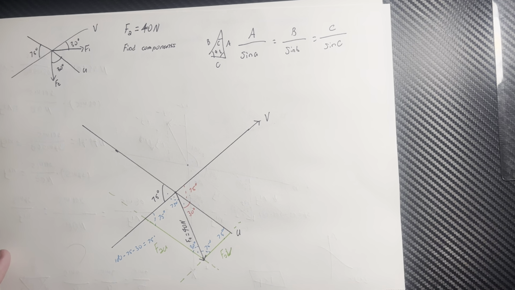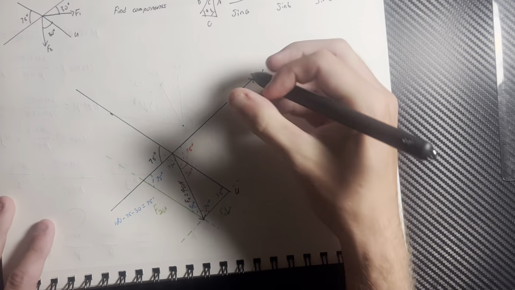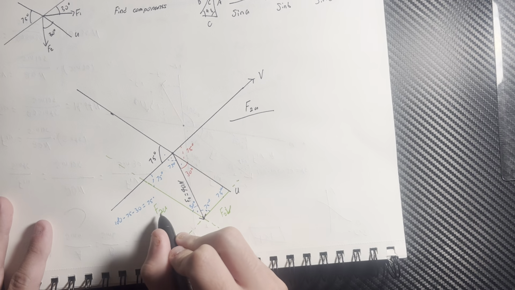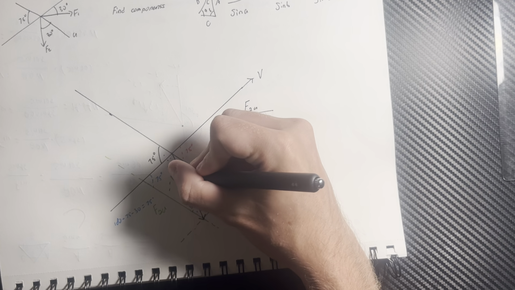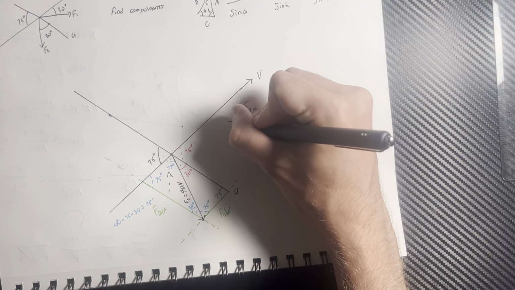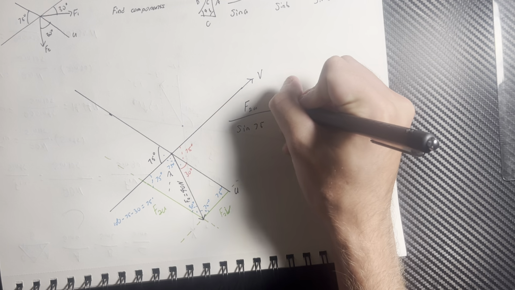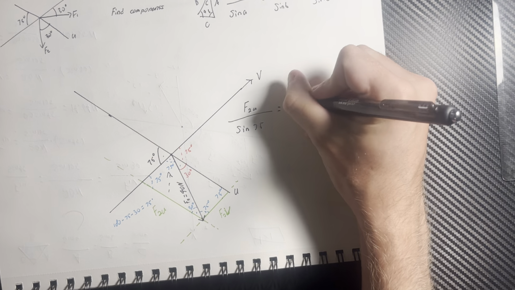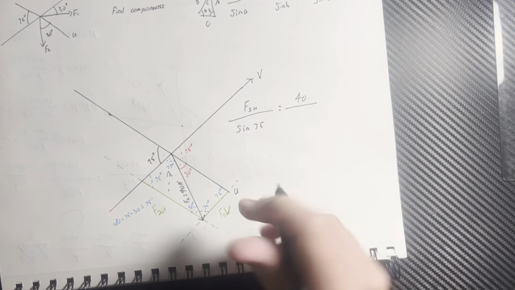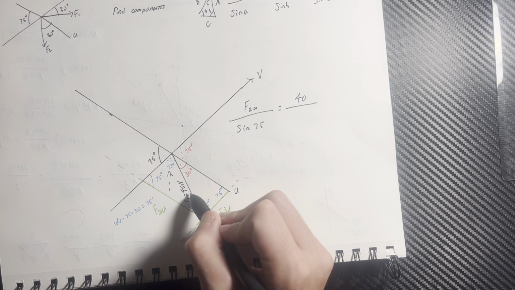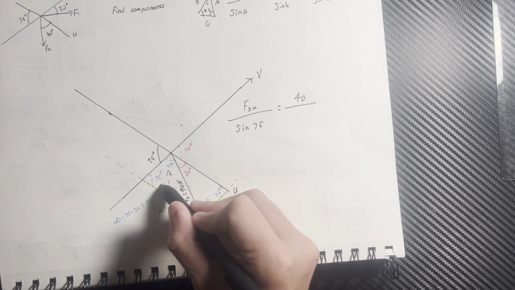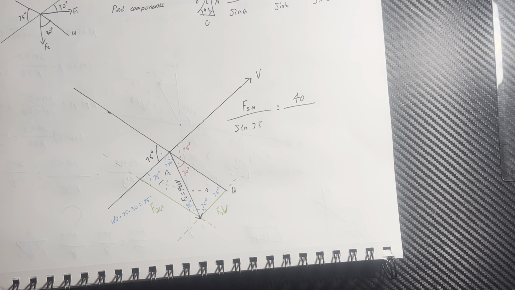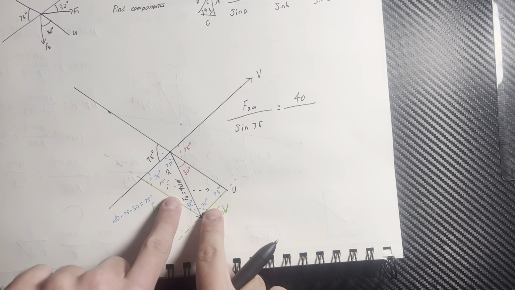So what we're going to do here is we're going to say that F2U, the opposite angle of F2U is right here, 75 degrees. So F2U over sine of 75 is equal to the force 2, which is 40 newtons. So I'm just going to write 40 here, over the opposite angle of side F2 is right here, 75 degrees. Or if we want to use the other triangle, 75 degrees. Both of these triangles, again, are the same.